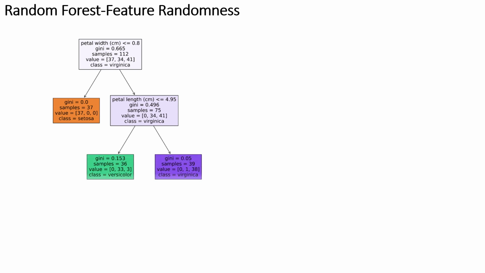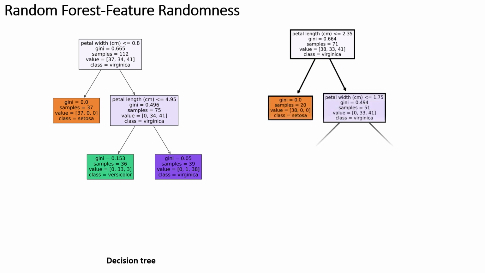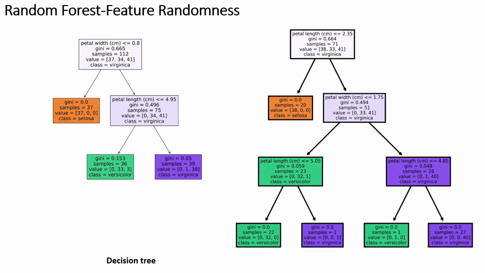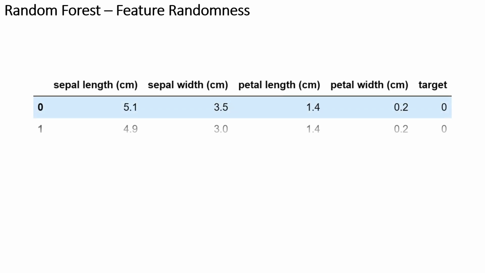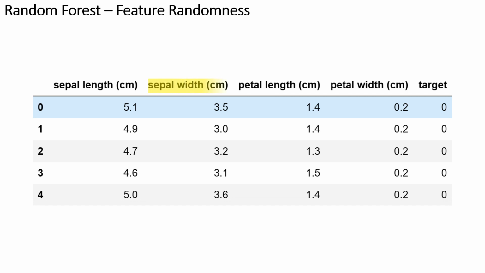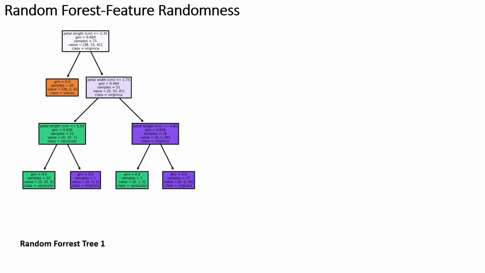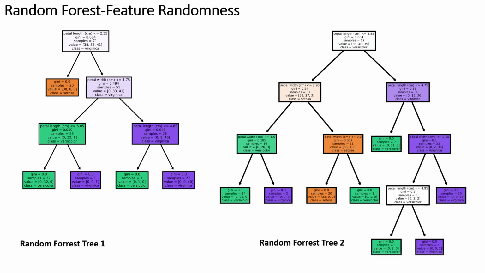The second method is called feature randomness. While decision trees split using the most important feature, random forest first randomly creates a subset of features. It then splits the node with the best feature in the subset. The previous decision tree started with petal width, so it must be the most important feature. But random forest tree 1 here starts with petal length. Say for example, to determine the first split, only features petal length and sepal width were considered. The petal length gave the best split, so it was selected. This process is repeated across nodes with different subsets of features, and it results in very different decision trees.